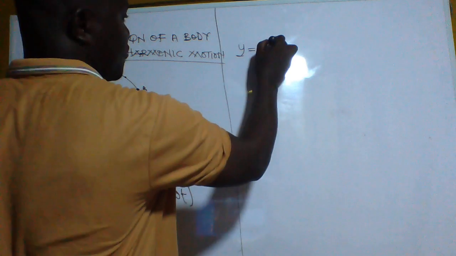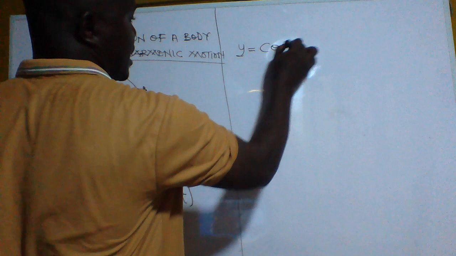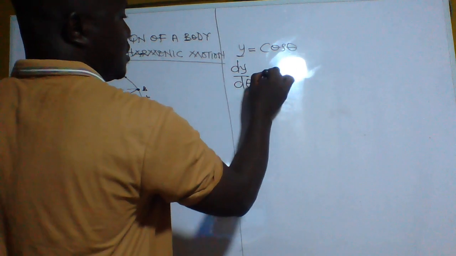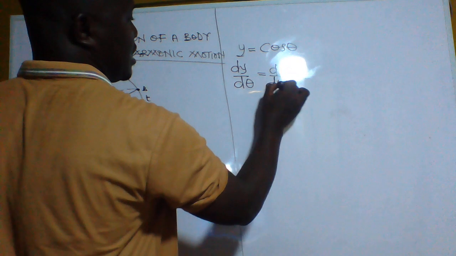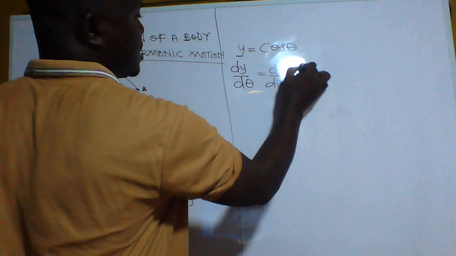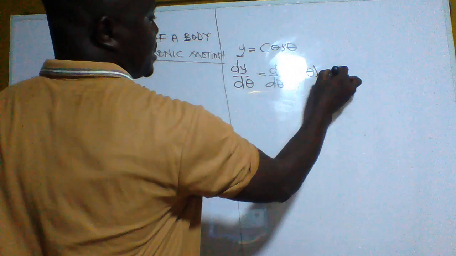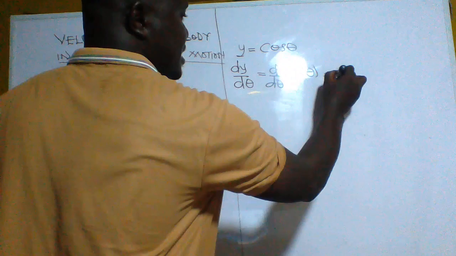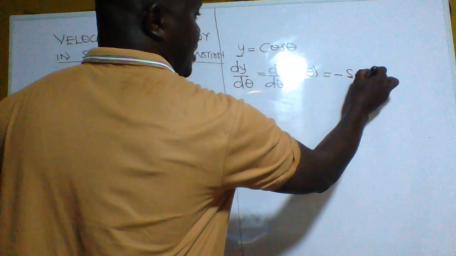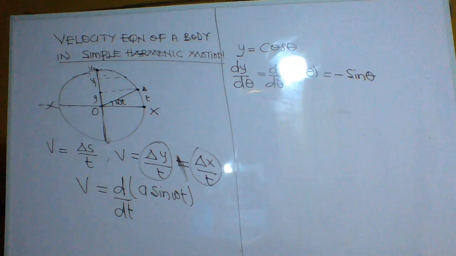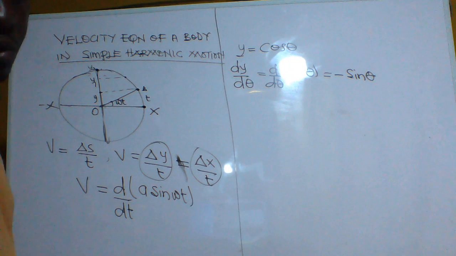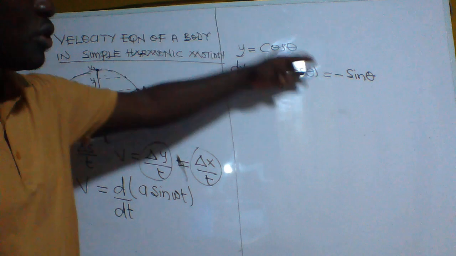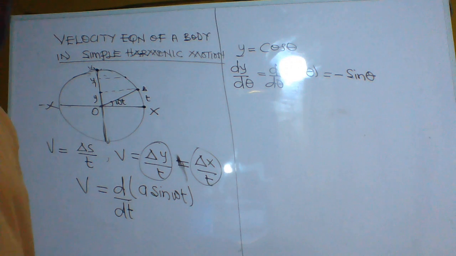So y equal to cos theta, the differential of a cosine function, d by d theta of cos theta, is equal to negative sine theta. This is a rule which you have to actually learn. When you differentiate a cosine function, it's equal to the negative of a sine function.